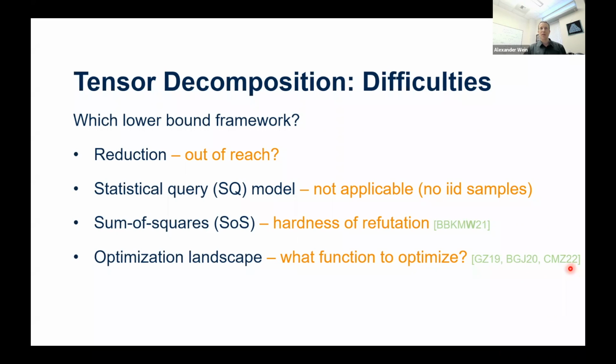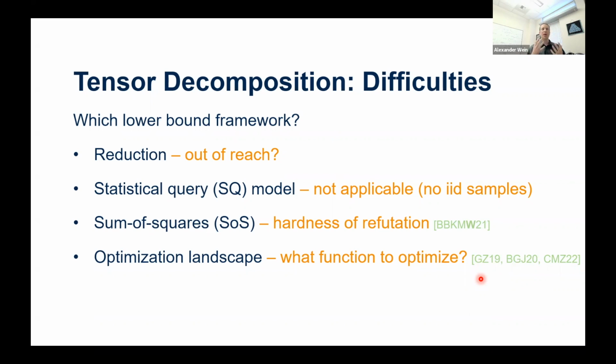But there's also been this great line of work recently, where a theme that has emerged is that for, say, planted clique, the natural optimization problem you might try in order to actually find the clique doesn't work, it is actually suboptimal.